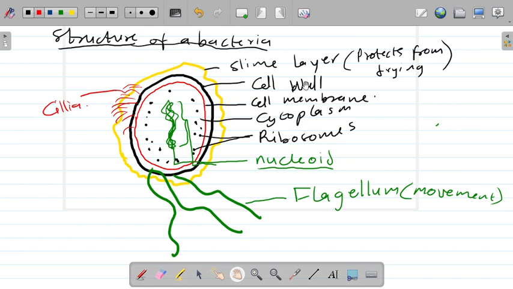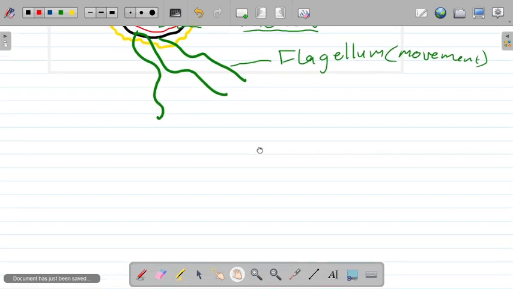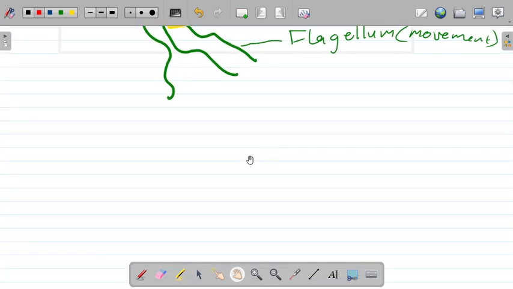Right. So you need to know all of these. Slime layer protects it from drying out. Cell wall protects the cell. Cell membrane controls what goes in and out of the cell. Cytoplasm, where all activities happen. Ribosomes for making its own proteins. And then the nucleoid, where you find all of the DNA. And then flagellum for movement. And cilia for movement or attachment to other cells or surfaces. So that is your bacteria. Right. And then, so let me see. Did I forget anything? I don't think so.